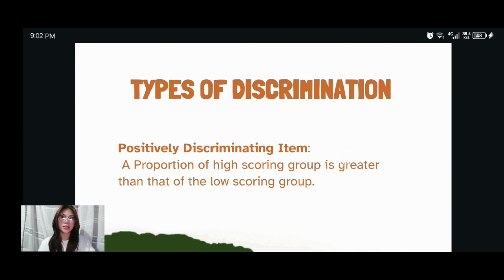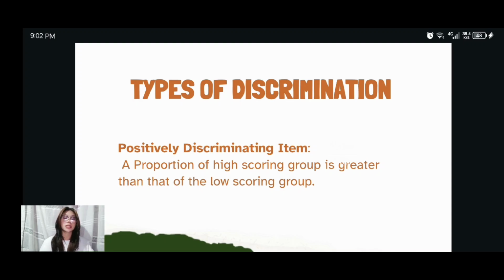So to understand this, a question is considered positively discriminating if the students who generally performed well on a test are more likely to get that question right compared to the students who generally performed poorly. This is a desirable characteristic of test questions, so it is understandable for the positively discriminating test.